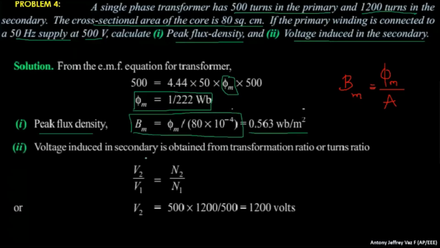Next, the voltage induced in the secondary is obtained from the transformation ratio or turns ratio. You know V2 by V1 is equal to N2 by N1. You need to know V2, so V2 is equal to N2 by N1 into V1. Apply all the given values: N2 is 1200, N1 is 500, and V1 is also 500. You will get a V2 voltage of 1200 volt.